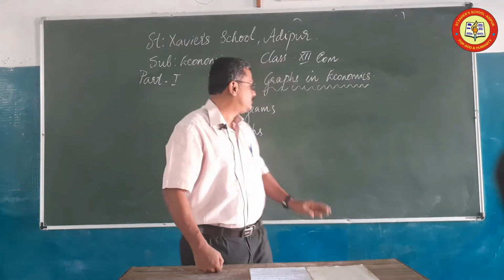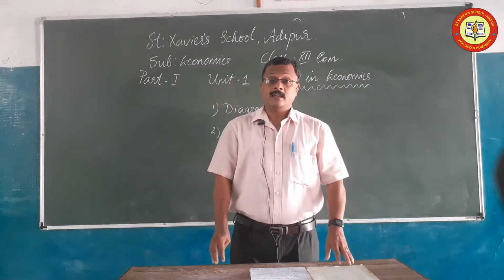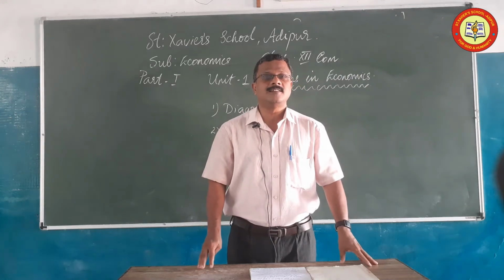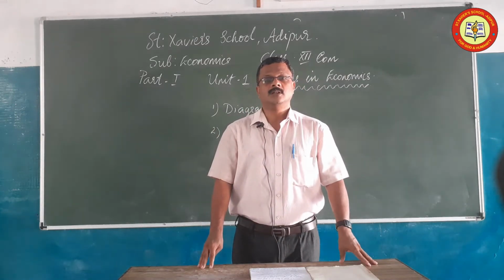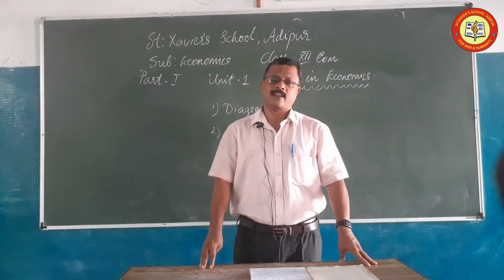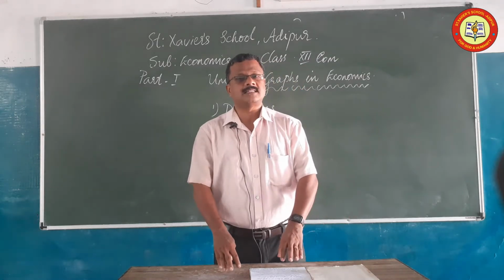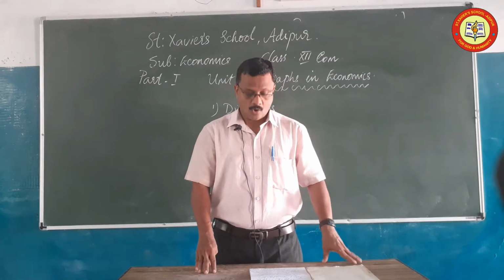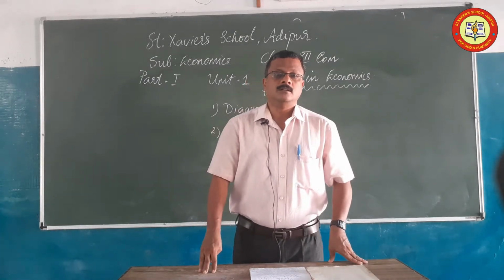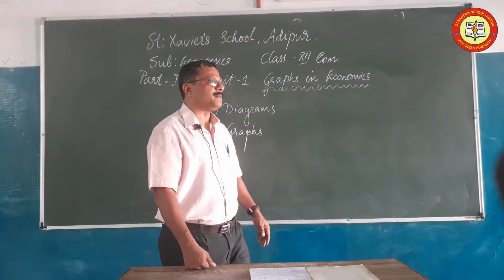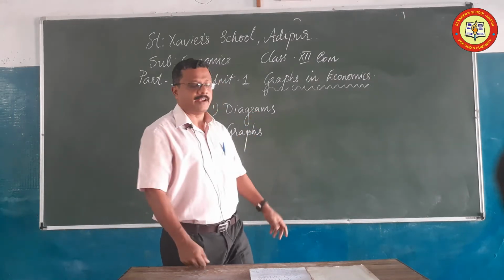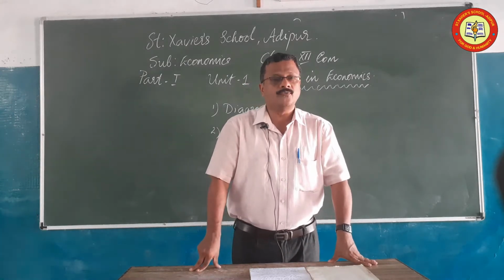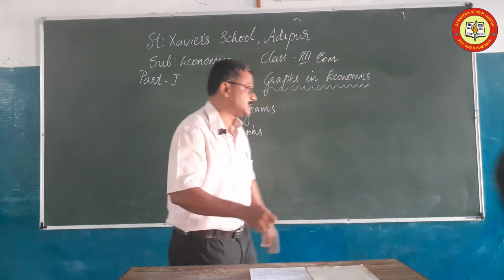Whereas in the case of graphs, a graph is also a representation of observable data by way of a picture, but it is not self-explanatory. Even for complex statistical information, a graph is used. A graph is drawn on a graph paper. These are the main differences between graphs and diagrams. As next, we are going to see the importance of graphs and diagrams in economics.